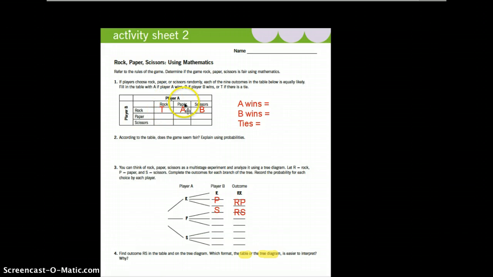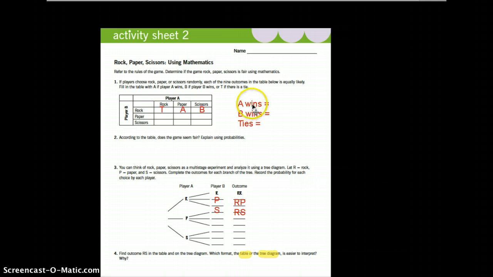If player A threw paper and player B threw a rock, paper covers rock, so A would win. If player A threw scissors and player B threw a rock again, player B would win. So you're going to fill in the rest of this table. Hopefully you're writing this down, and you're going to want to put this off to the side because it's important.